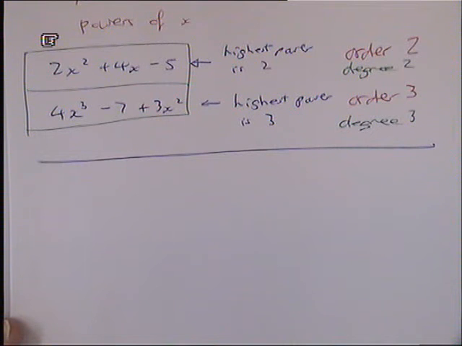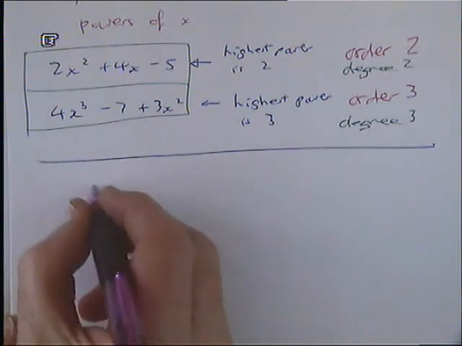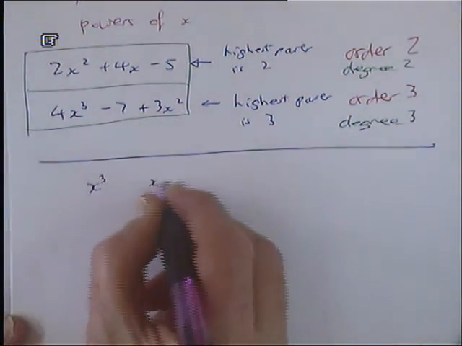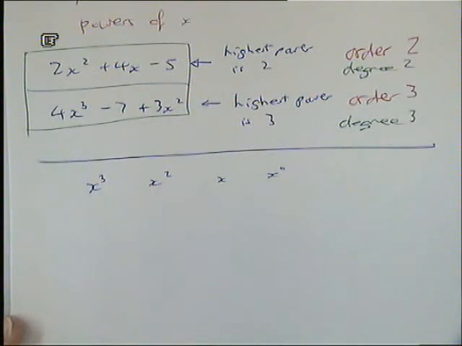4x cubed plus 5x squared plus 4x minus 12. Correct. Yes, well done. Okay. Basically, if this is order 3, you need an x cubed column, an x squared column, an x column, and an x to the power of nothing column.